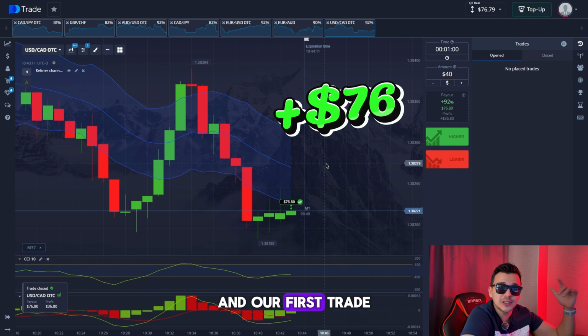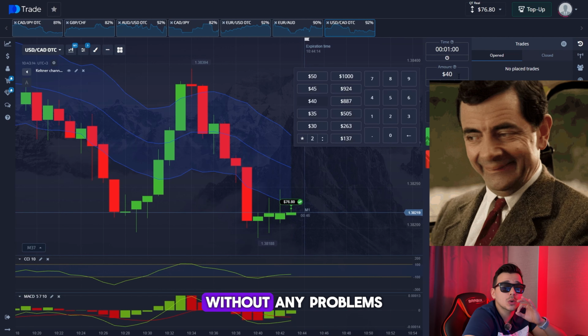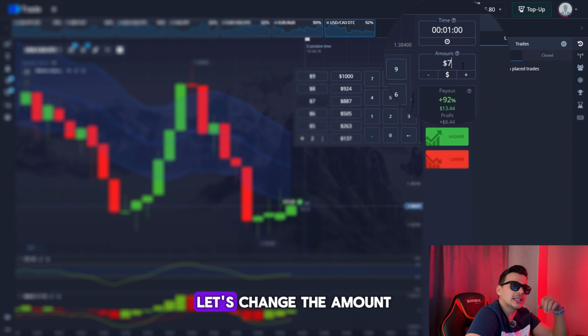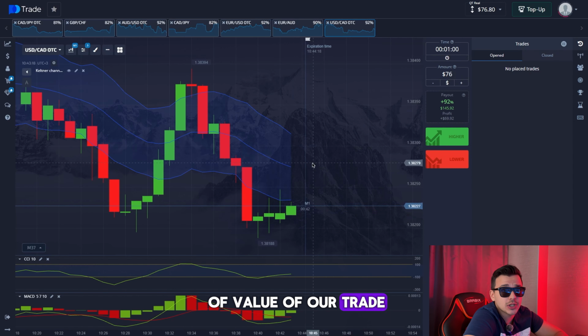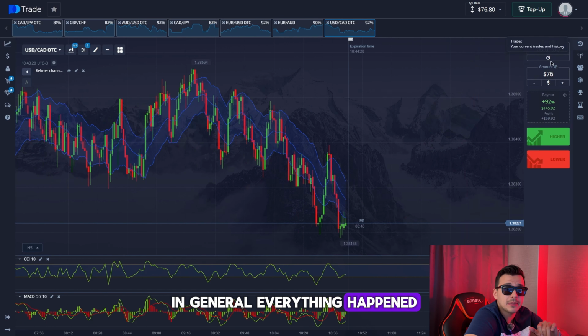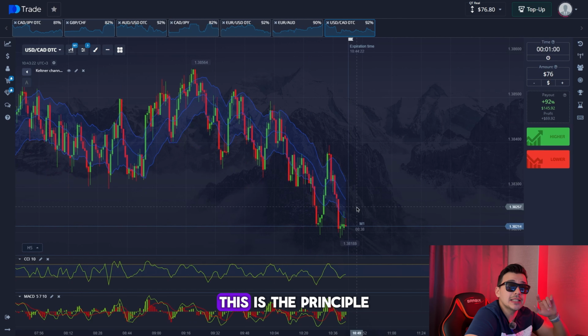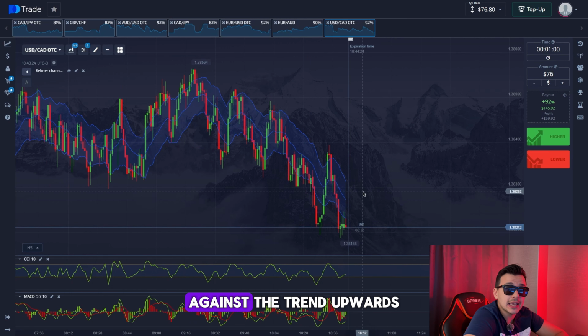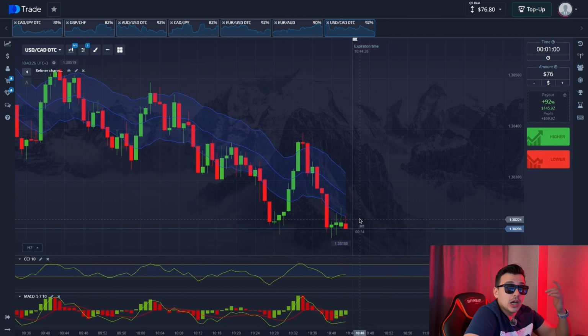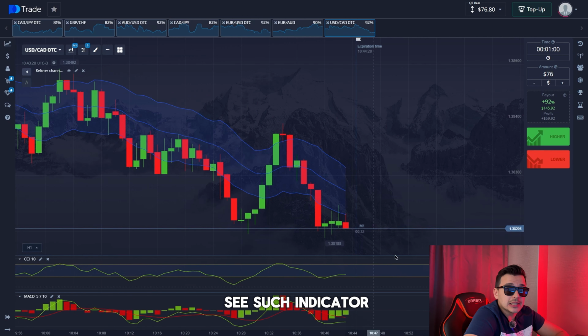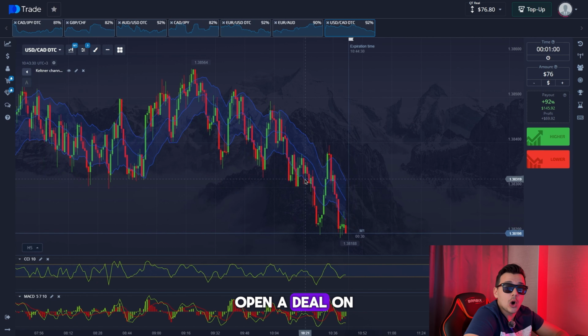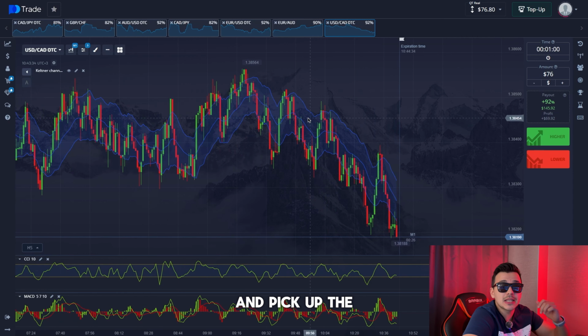And our first trade closes in the plus without any problems. Let's change the amount of the value of our trade. In general, everything happened as I said. This is the principle of opening a trade against the trend upwards. When you will see such an indicator, open a deal on the upside. Well, and we will continue trading and pick up the next currency pair.